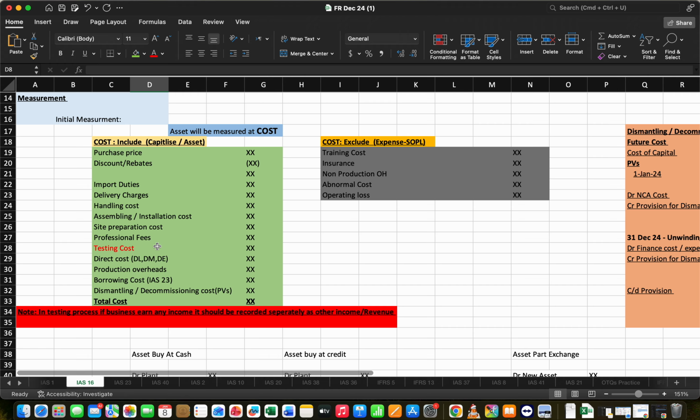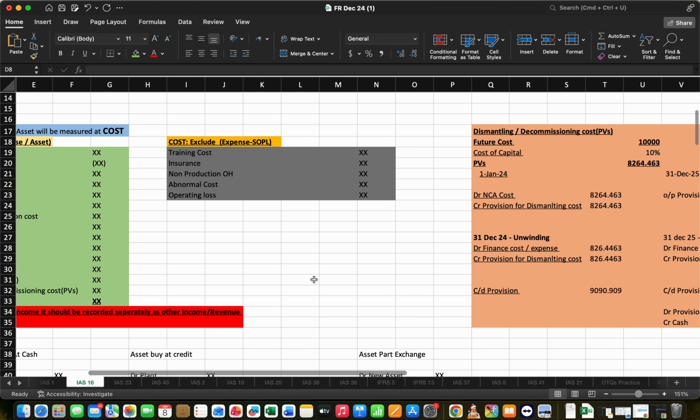But note here, in the testing cost process, if the business earns any income during it, it should be recorded separately as other income or revenue. What costs should be excluded, that will be charged to the statement of profit and loss? These include training cost, insurance, non-production overheads, any abnormal cost, and operating losses.